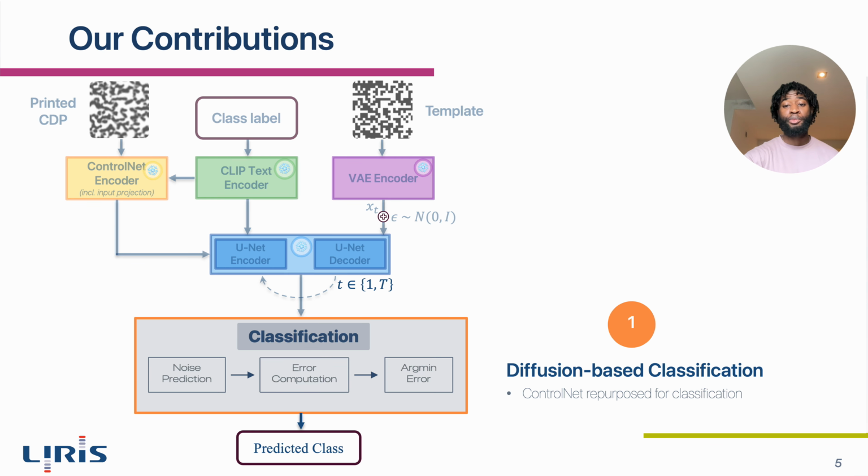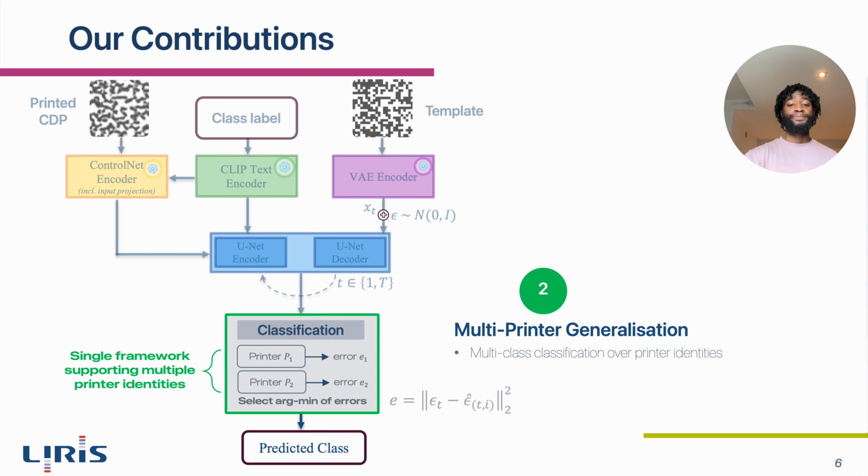We achieve this by dropping the decoder block and replacing it with a non-trainable classification block that predicts the class of the printed CDP pair based on the detected printer signature learned during diffusion training. We select as a predicted class the class having the least error between the noise predicted by the model and the actual added noise in the forward diffusion process.